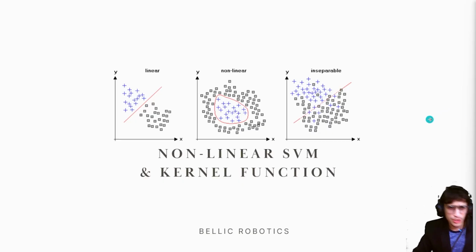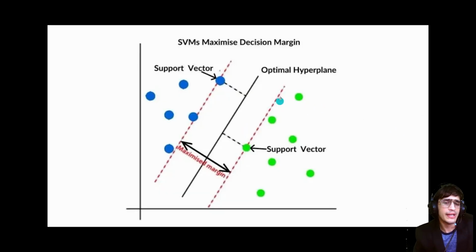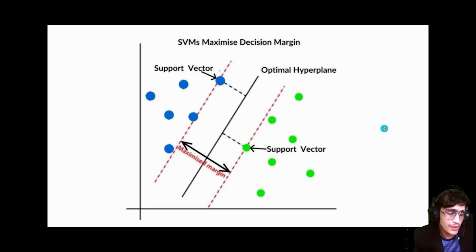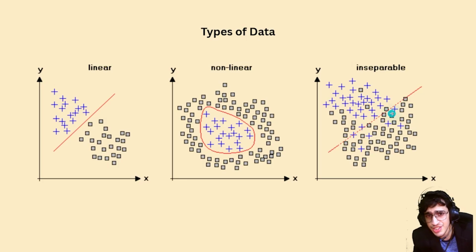Okay, so let's do a quick recap. What is SVM? SVM is support vector machines. These data points are support vectors, and this algorithm is our machine, which makes a hyperplane and two boundaries, and tries to maximize the margin. So this was all about SVM, which we studied in the previous lecture.